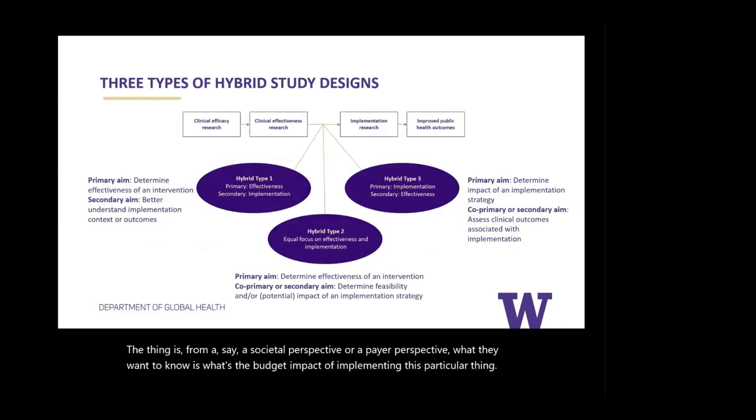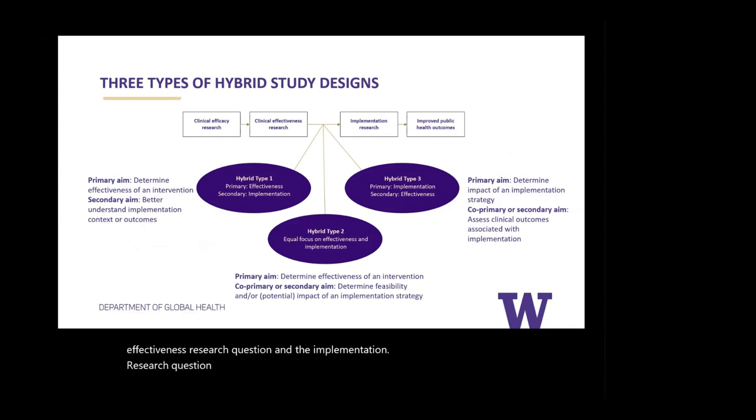So those are the three types. These three studies, I think, illustrate the three types of hybrid studies that one can conduct. Again, hybrid studies are not really a new study design, but rather a way in which to conduct effectiveness research and implementation research within a single study. And the principal differences among the three types is the relative emphasis on the effectiveness research question and the implementation research question.